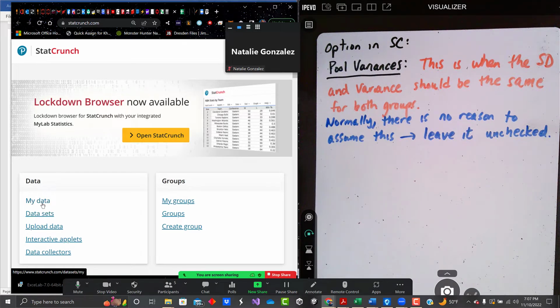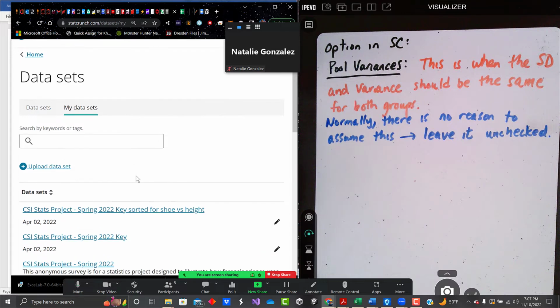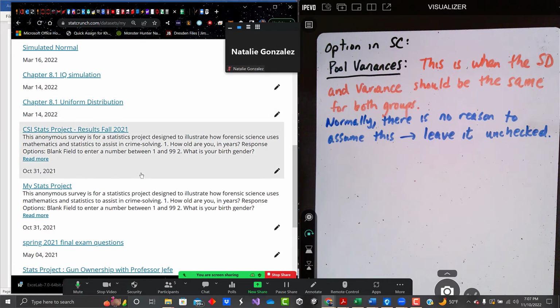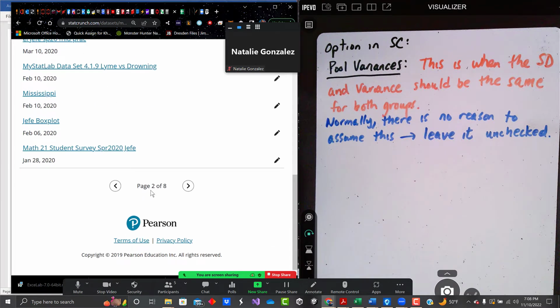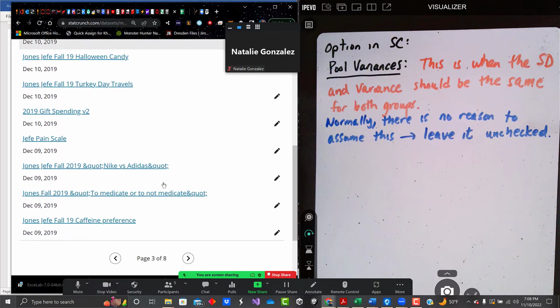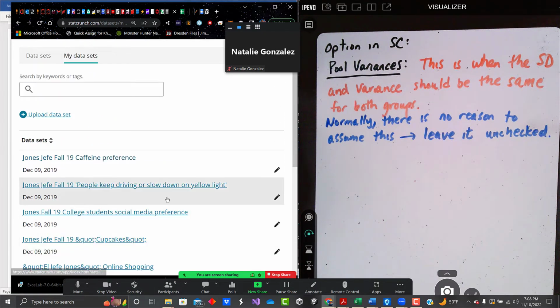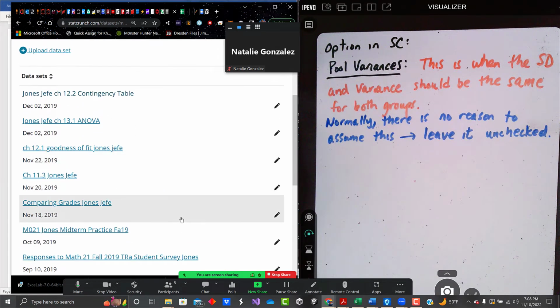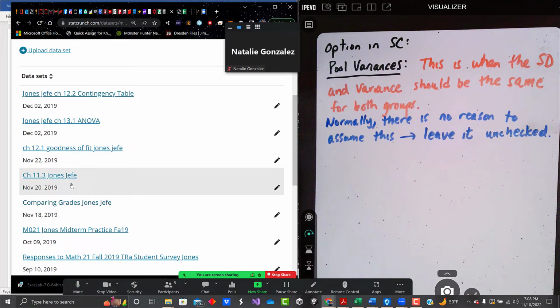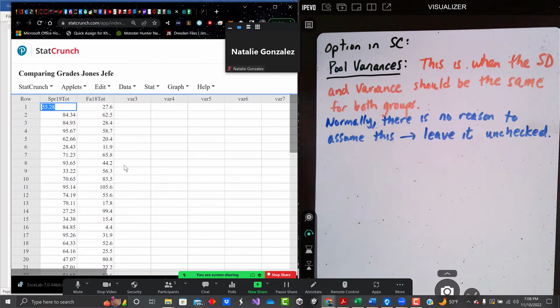Let's see, my data. I want to use an example from something I've done, my own personal real life project, if I can find it. Ooh. Click that. Maybe I just better click it and come back to that later to do the other one.